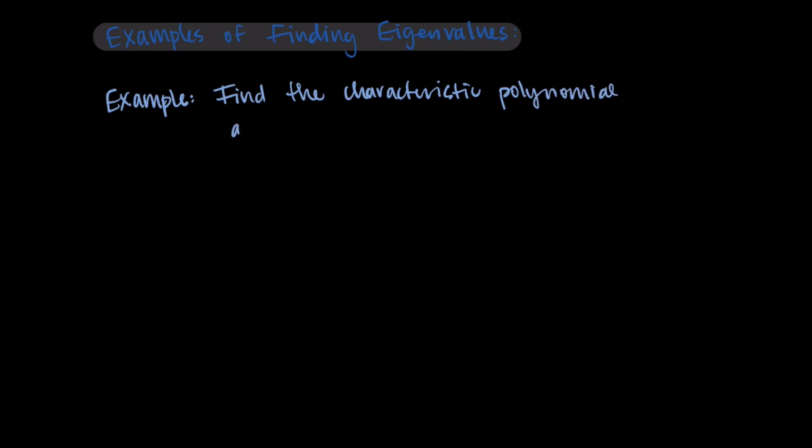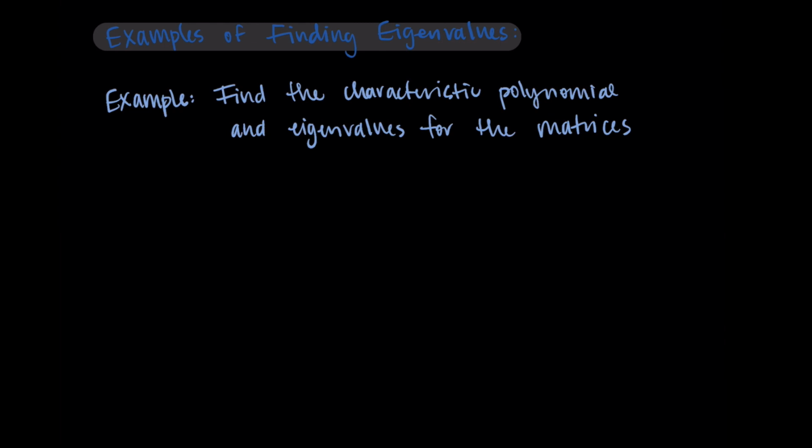Hi, welcome back. So in this video, we're going through two examples of finding eigenvalues. We've gone through the process now of how we find eigenvalues, and we're just going to put this in practice through two examples. So let's find the characteristic polynomial and the eigenvalues for the following matrices.